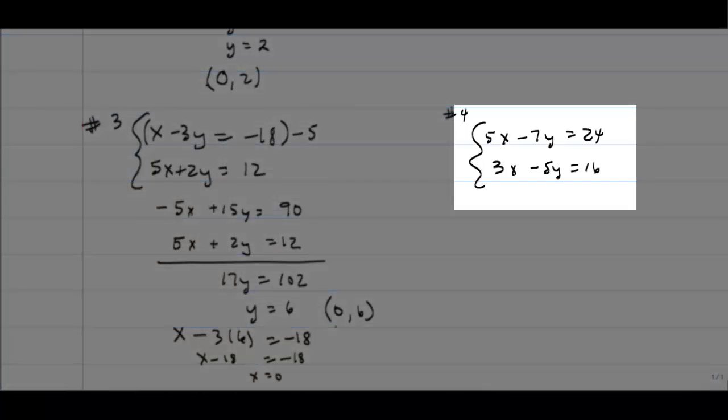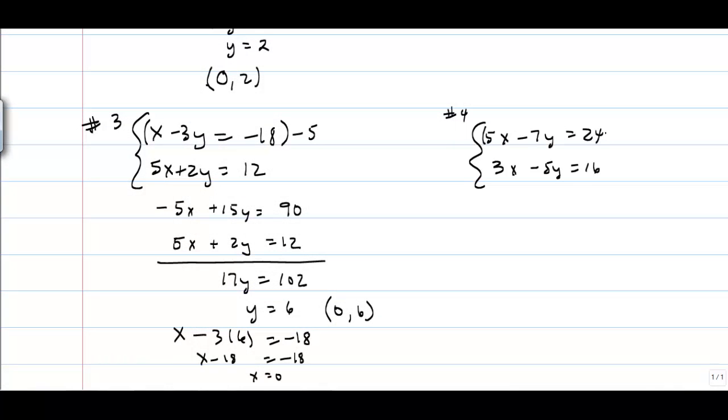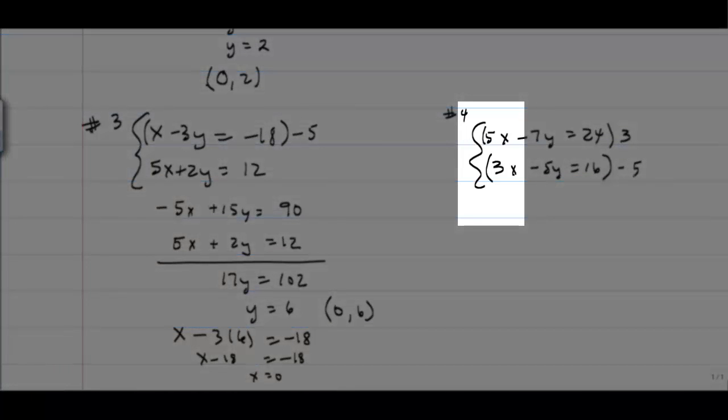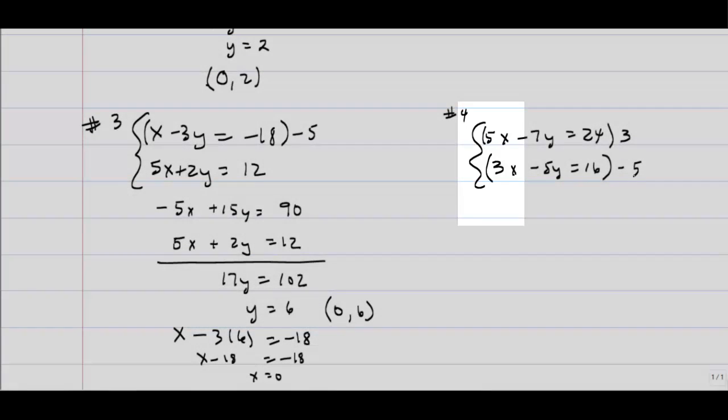For this second problem, I'm going to multiply the first equation by +3 and the second equation by -5. I'm doing that because if I have a 5x and a 3x, if I multiply the 5x by 3, I'll get 15x, and if I multiply the 3x by -5, I'll get -15x, and they'll add to 0. There's not one way to do this. You could have multiplied the first equation by +5 and the second equation by -7 if you wanted to get rid of the y's, but I think in this case it's easier to get rid of the x's.